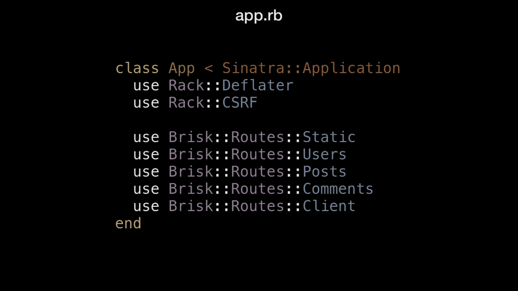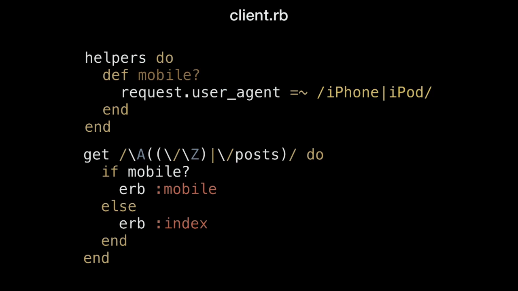We have static for Sinatra's static files. We have users for the users API. We have the posts route for the posts API. Comments for the comments API. And the client. The last one is what serves up our JavaScript client. So let's mosey down into the client and have a look at that.